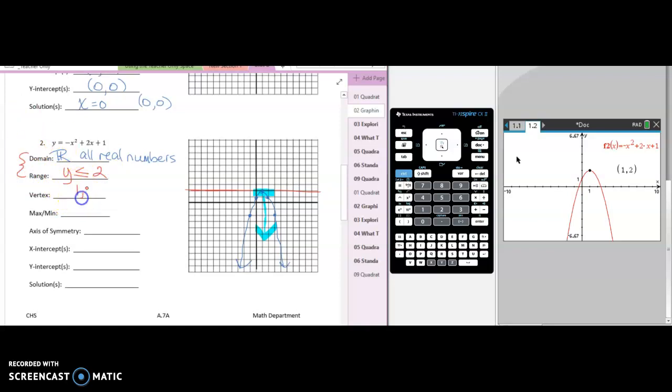Okay. All right, so we found the domain and range, and then we already found our vertex. Our vertex was at 1, 2. We did that on our calculator. Okay. We said that it was a maximum. All right, so we've taken care of our vertex and our max.